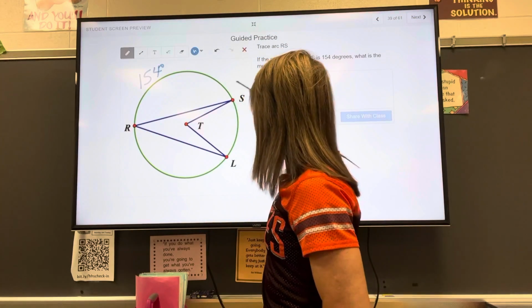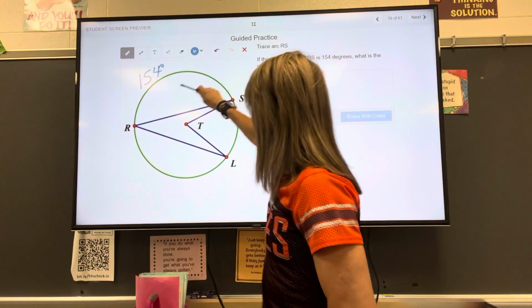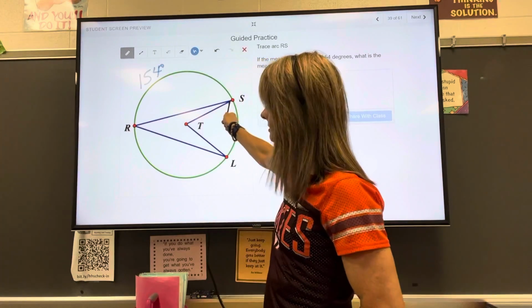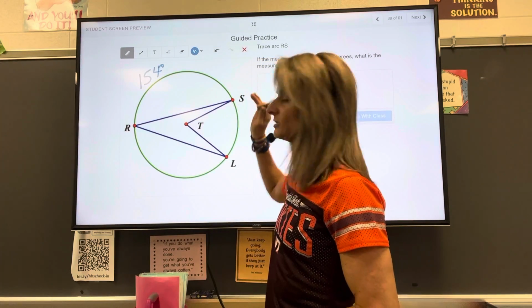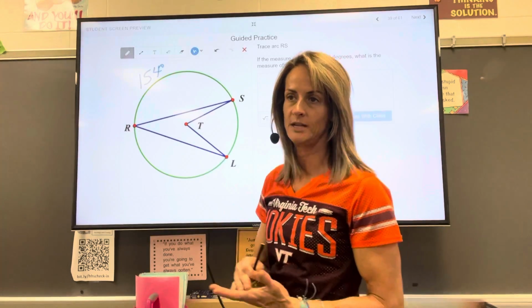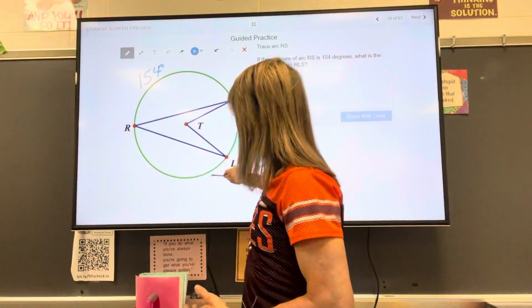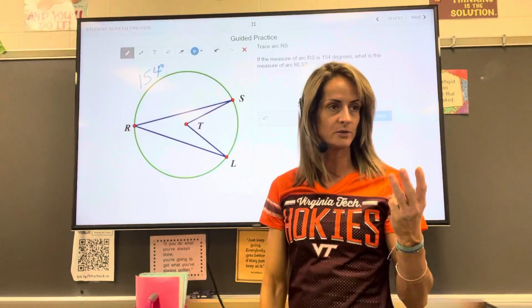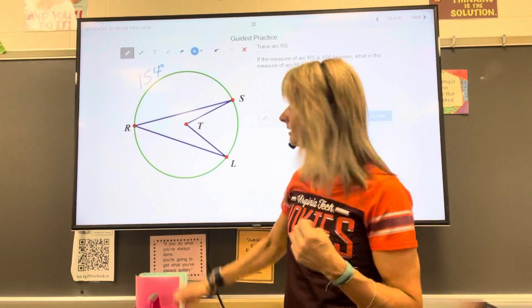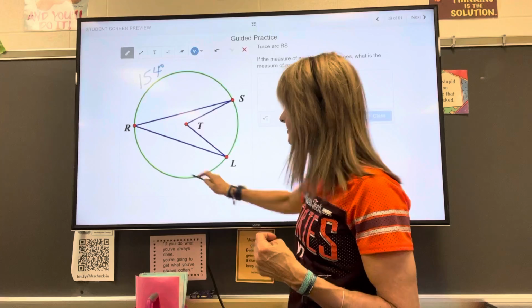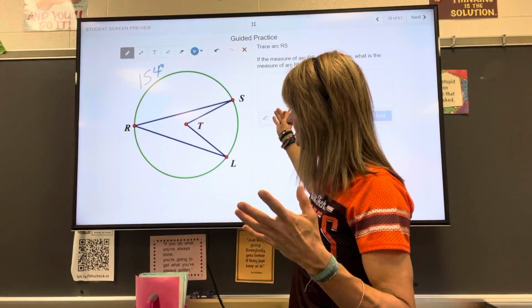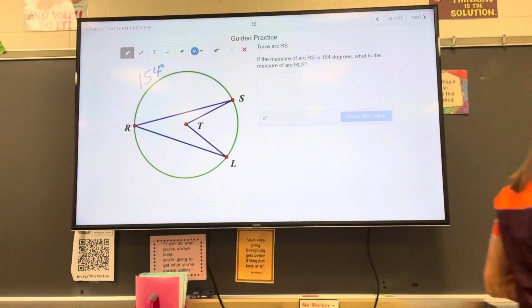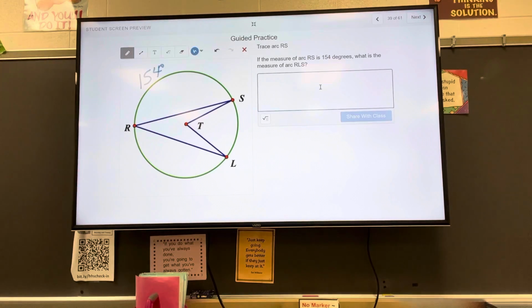We know that's a major arc because it's using 3 letters. This arc here, RS, is a minor arc because it is given to us in 2 letters, which means it's going to be less than 180 degrees. But RLS, they named it with 3 letters, so we know it's going to be 180 or greater. The entire circle is 360 degrees, so we're just going to take 360 and subtract our 154. And what is that? 206. Perfect.